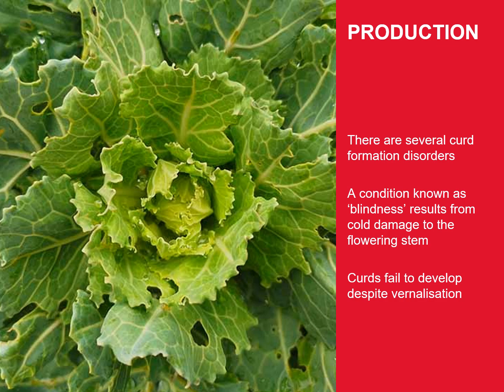There's also a condition known as blindness. This results from damage being caused to the flowering stem of the cauliflower plant. If it's exposed to temperatures which are too cold, this may damage that tissue, and even though the plant has been exposed to cold and been vernalized, a curd will fail to develop, because those tissues have essentially been destroyed.